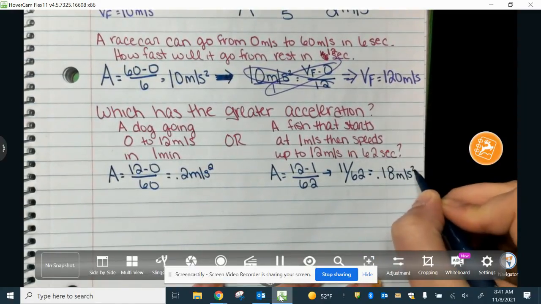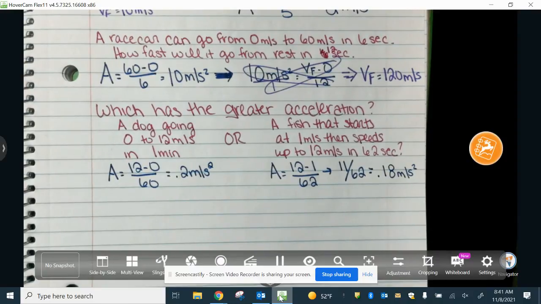So who had the greater acceleration? The dog. Sorry.